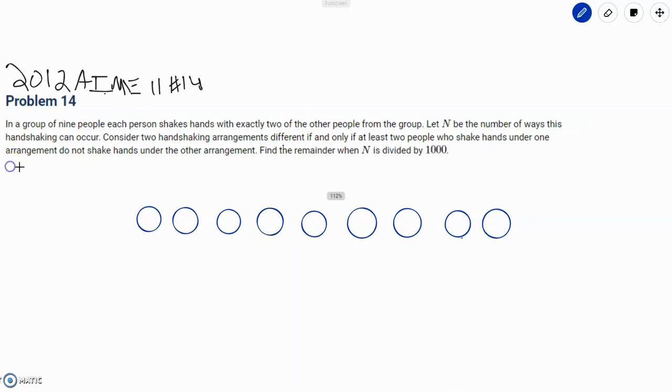So the problem reads, in a group of 9 people, each person shakes hands with exactly 2 of the other people from the group. Let n be the number of ways this handshaking can occur. Consider 2 handshaking arrangements different if and only if at least 2 people who shake hands under one arrangement do not shake hands under the other arrangement. Find the remainder when n is divided by 1,000.